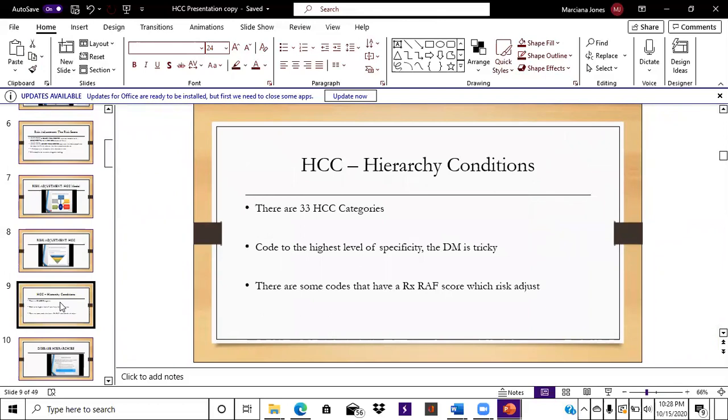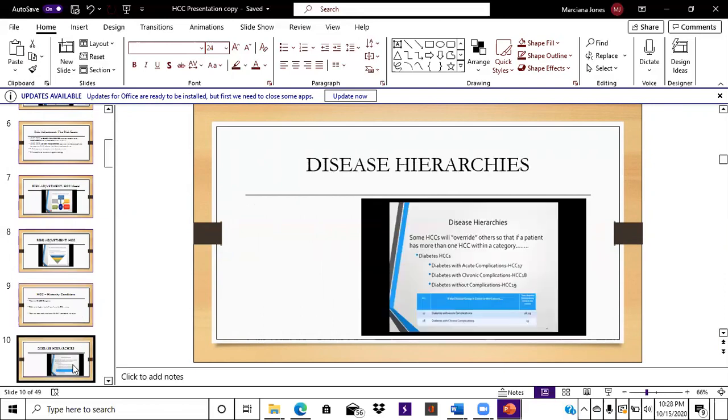So HCC hierarchy conditions, there are like 33 hierarchy condition categories. Code to the highest specificity, of course. And we'll go more into diabetes, and like I said earlier, diabetes is kind of tricky. There are also codes we talked about earlier that I wanted to reiterate, so you have this ingrained in your mind: some codes have a prescription RAF score, which risk adjusts, but they may not have a medical RAF score.